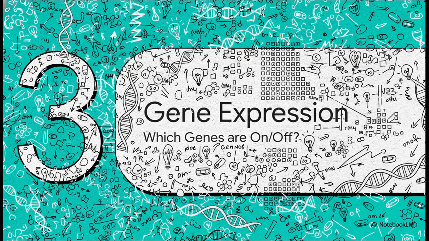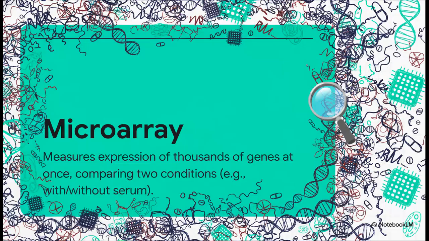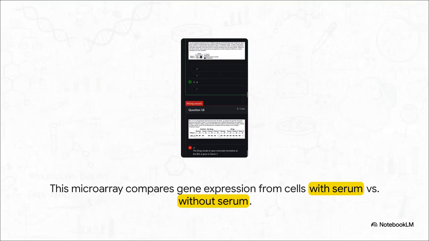Let's zoom out and look at the big picture of gene expression. The tool for this is the microarray. Honestly, the best way to think about a microarray is as a massive census of all the genes in a cell at one specific moment. It lets you ask for all 20,000 genes, are they more active in condition A or condition B? It's incredibly powerful. So check this out.